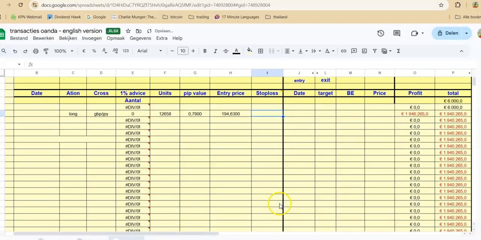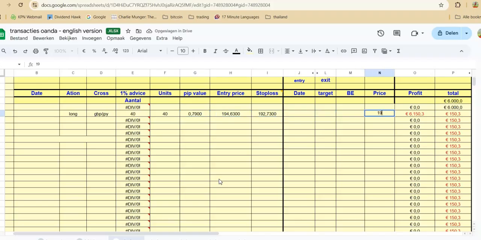and this is 192.73. Then my calculation, if you start with 6,000 euro or dollar, it doesn't matter, it gives you the exact number of how much you can buy in GBP/JPY lots. And this is a very strong point. You fill in the units you can buy, and then you will also see what you can win or what you can lose. If you lose 1% of your account, then you lose $60, and this is then your stop, and the profit could be much higher.